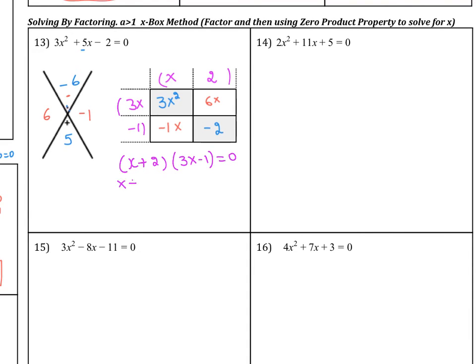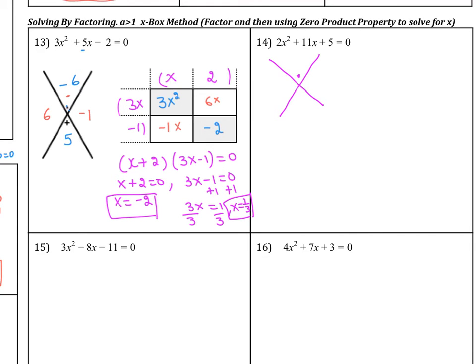Now you're going to set them equal to 0 as before to find the x value. So this is going to be negative 2, and plus 1 on both sides, 3x equals 1, and divide by 3 on both sides, x equals 1 over 3. So x equals negative 2, or x equals 1 over 3.